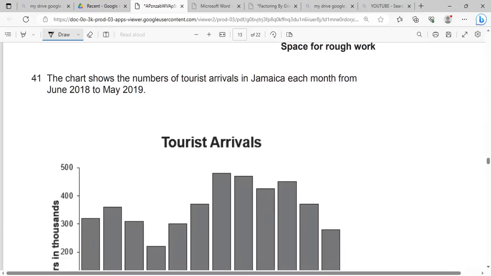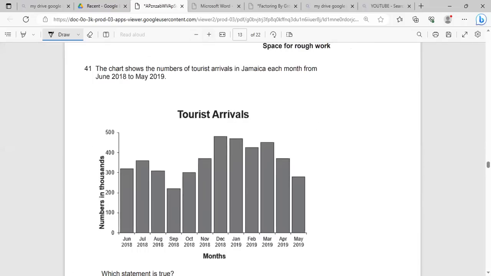The chart shows the number of tourist arrivals in Jamaica each month from June 2018 to 2019. All right, so Jamaica, the destination place.